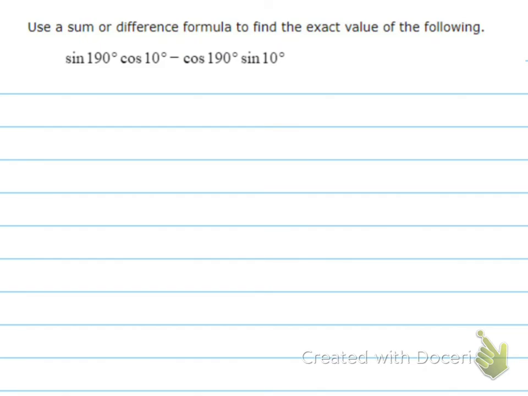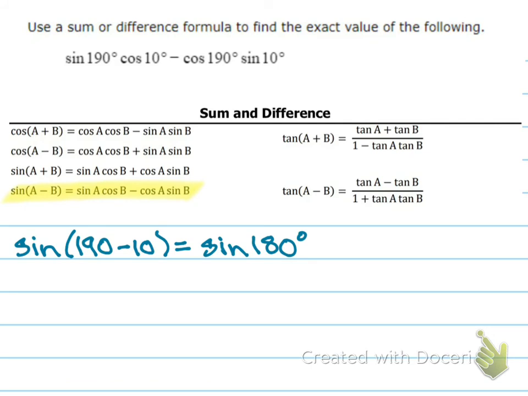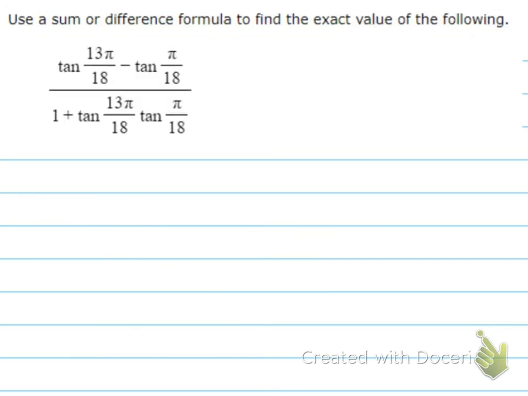The second thing they ask us to do with sum and difference is find the exact value here. To do that, we're going to look at which sum and difference identity matches that problem. When I look at it, I can see that it matches the sine of a minus b. So I'm kind of going the opposite direction than what we just did, right? If I rewrite it, I get the sine of 180, which there's my ordered pair for 180, so the sine is 0. Okay? And then here it's the same thing again.